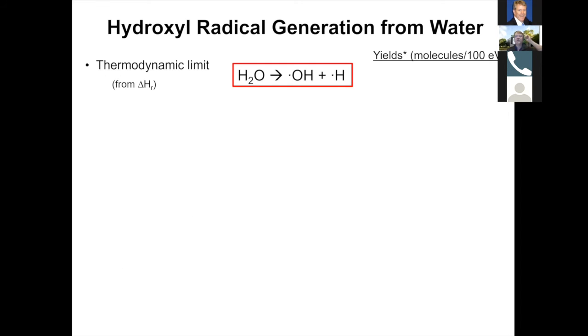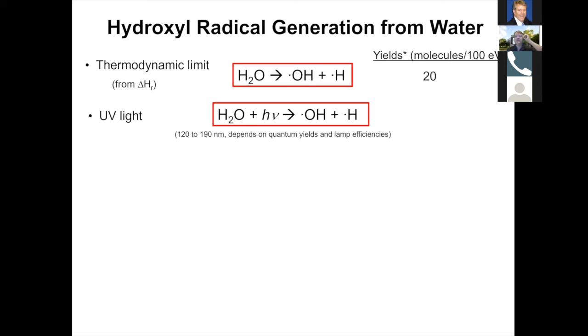So just as a point of comparison, this is a measure. The units are maybe not familiar to you, but it's basically a measure of amount per unit of energy. In the thermodynamic limit, the best one could do in terms of making OH radical would be this number, 20 molecules per 100 electron volts. So that's the thermodynamic limit.